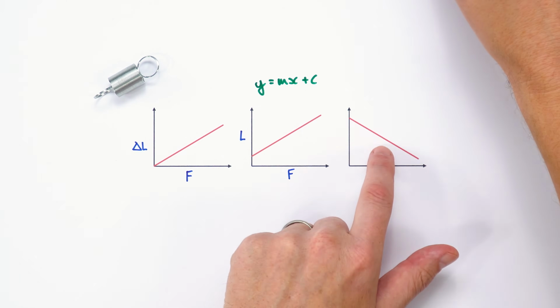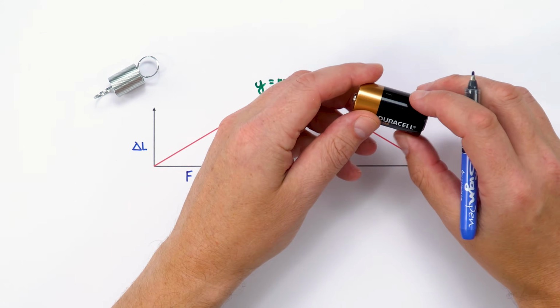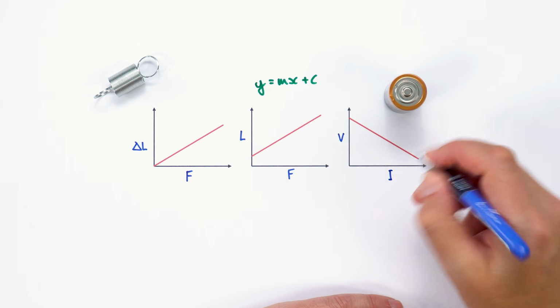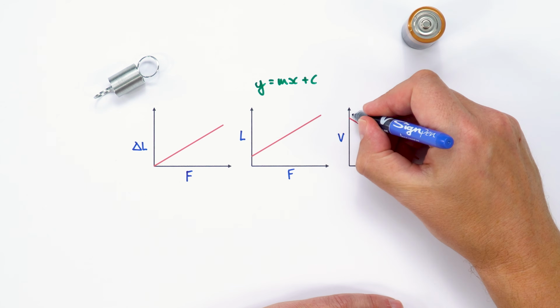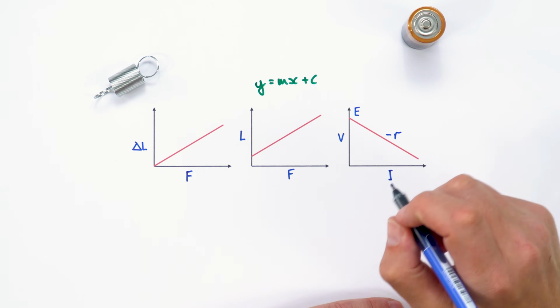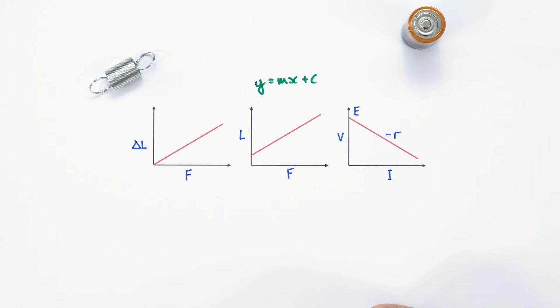And then we also get graphs which have a negative gradient. The common one that comes up quite a lot is when you look at the internal resistance of a cell. And here, if we were to plot a graph of the potential difference against the current, we would find that the y-intercept is equal to the EMF and the gradient is equal to minus the value of the internal resistance. So that's just our standard y equals mx plus c graphs.